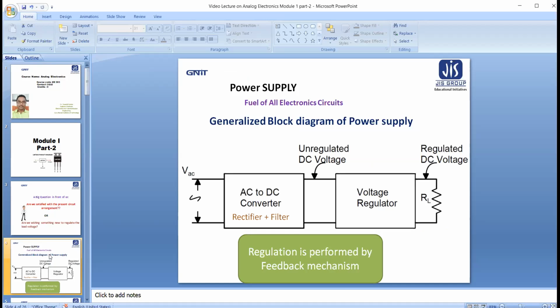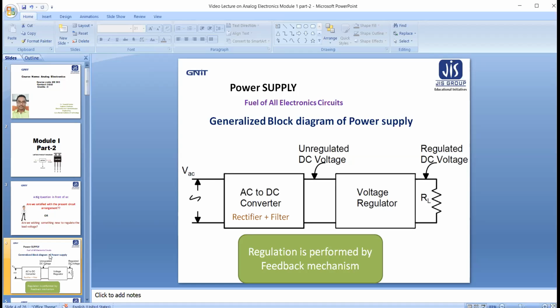From that concept, we will move towards designing of a power supply. It is the main journey to design or synthesize a power supply. First we have to know what a power supply is. Power supply is the fuel of all electronic circuits.